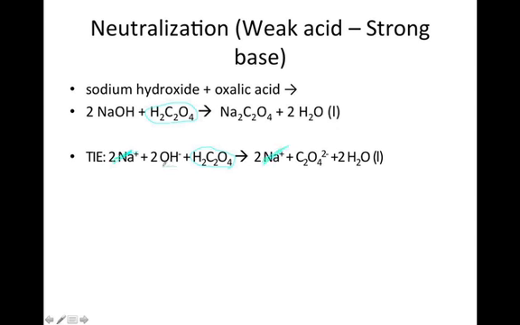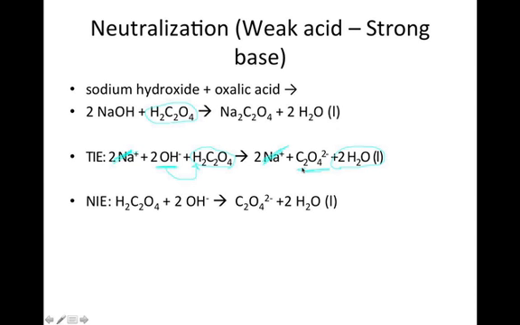So we have our hydroxide part of our base. That forms our water. So we have our hydroxide and the acid component, that hydrogen, forming our water. And we're left with the oxalate ion. So our net ionic is this: our oxalic acid, our hydroxide, makes our oxalate ion and water.